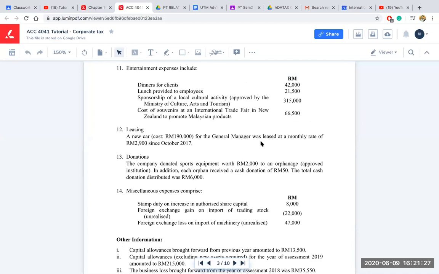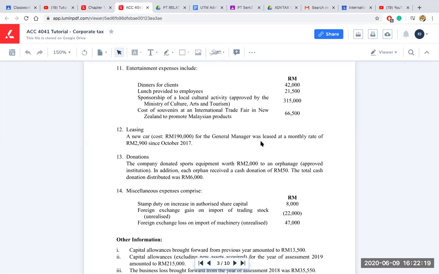Okay. Tell me, when is the year end? Check kat atas. 30 June. Yeah. So bila you bayar the first is monthly rate since October. October 2017 until June 2018. Betul? So this one is YA 2018. Yeah, tengok kat sini 2018. How many months? 9. Berapa per month? 2,900. So dah berapa dah tu? Eh mana new calculator? 26,100. Okay.